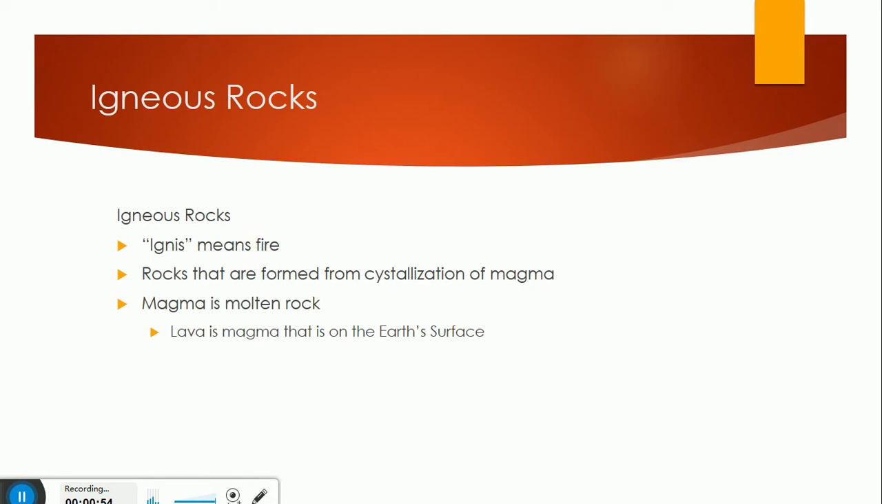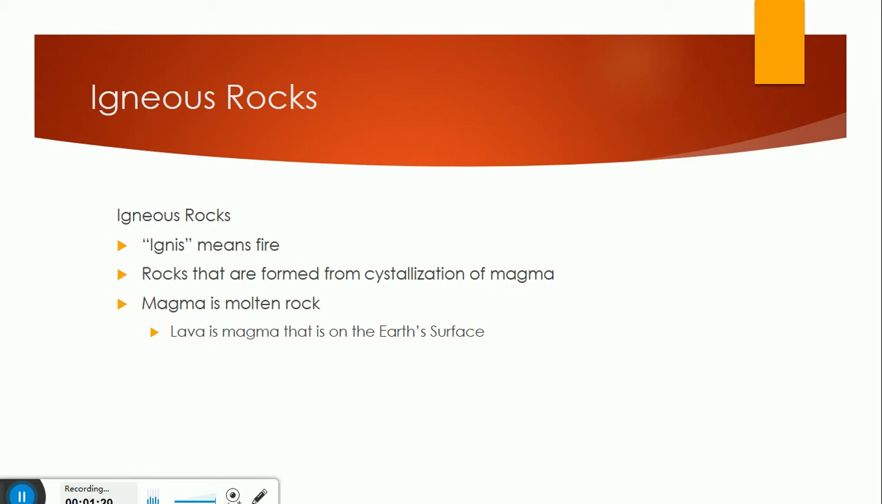First is the igneous rock. Igneous rock is a combination of two words: first is igneous and second is ous. Igneous means fire and ous means rock. That means igneous rocks come from fire, and in a well-mannered statement, the rocks that are formed from the crystallization of magma are called igneous rocks.